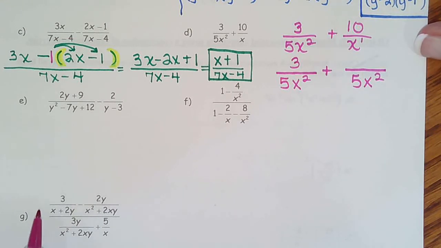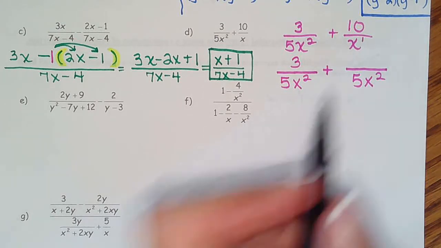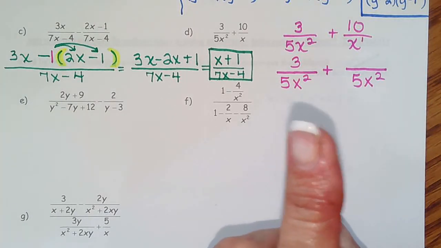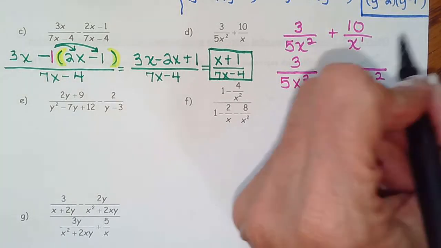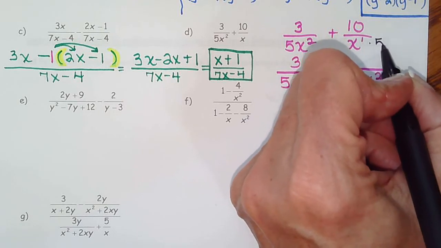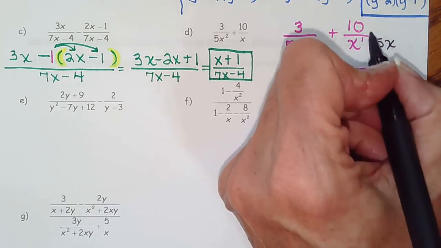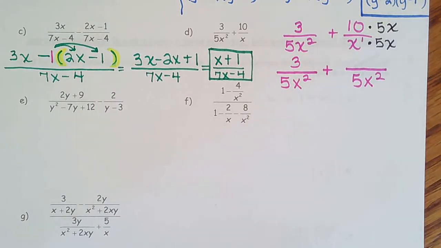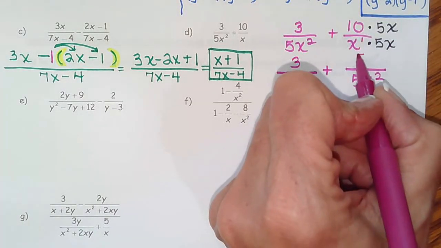So what you should notice is this first fraction already has the common denominator. So I just bring the numerator down. But the second fraction does not have a common denominator. It has a denominator of x. So I say to myself, what is it missing to make it look like this? So it's missing a 5 and an x because it needs 2 x's. I only have 1, and it's missing the 5. But we learned whatever you do to the denominator, you always do to the numerator as well. So that is going to give me a new numerator of 50x.